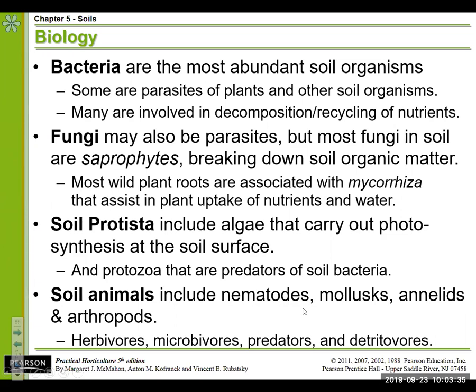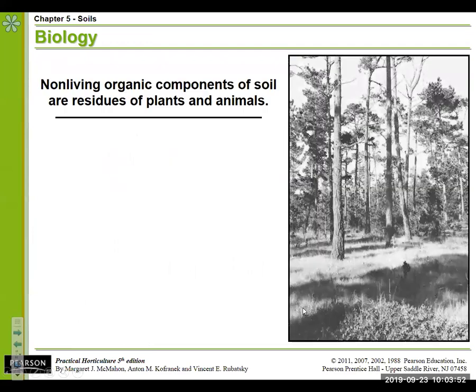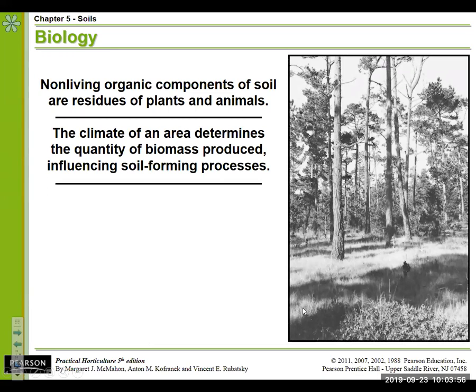Those roly-polies, yeah, seen those, right? They're everywhere. Those are actually crustaceans. You know that? Interesting fact of the day. We have all kinds of soil animals living down there, a whole other food web, really. So there's this ecological thing going on in the soil as well.